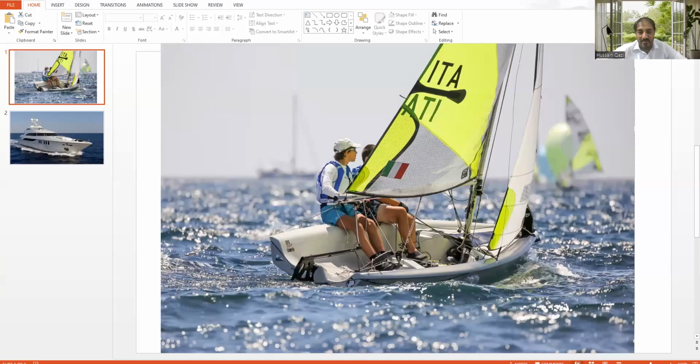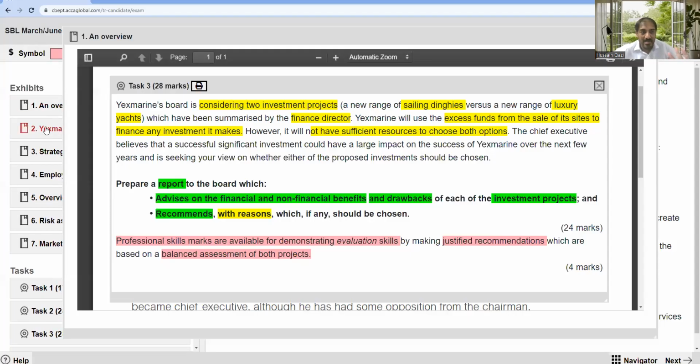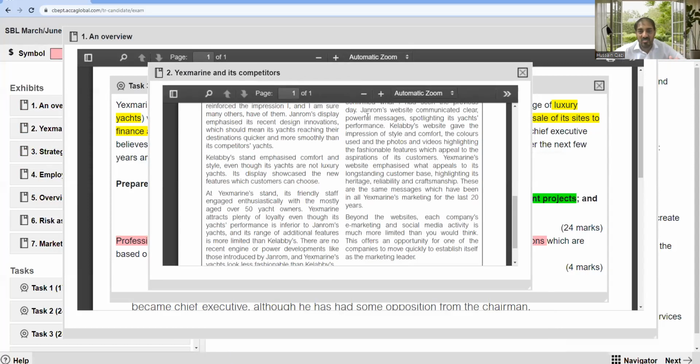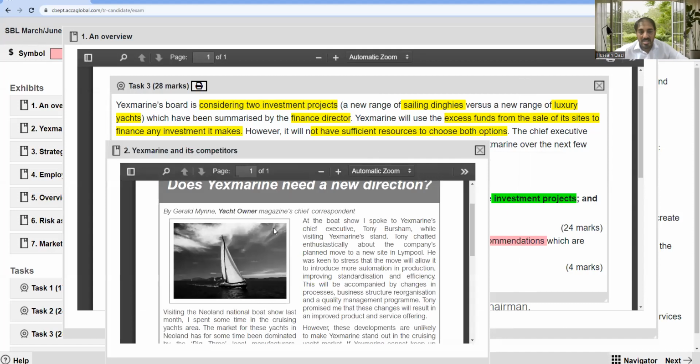I know that these types of pictures are not available. In fact, this is one of the limited pictures available, from a magazine extract, but this is what is called a dinghy. It's not a yacht.